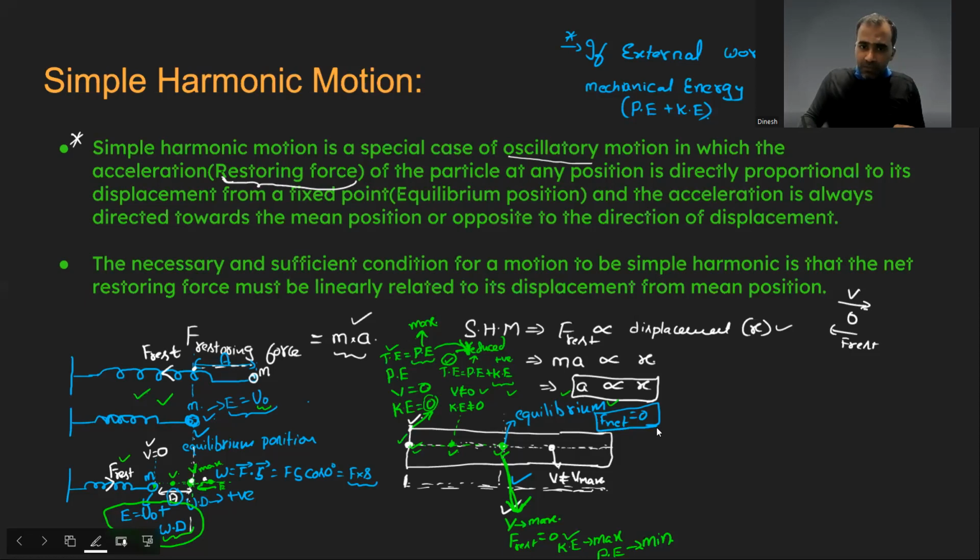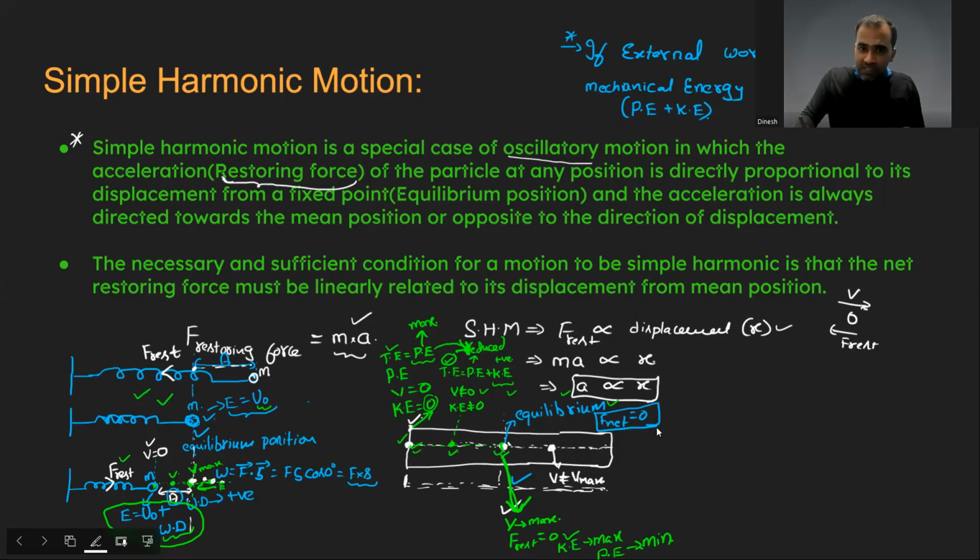When it comes from here to here, is the velocity reducing or not? Why is the velocity reducing? Because the restoring force is acting in the opposite direction. Acceleration is acting in the opposite direction. So the velocity got reduced. Can I say that?